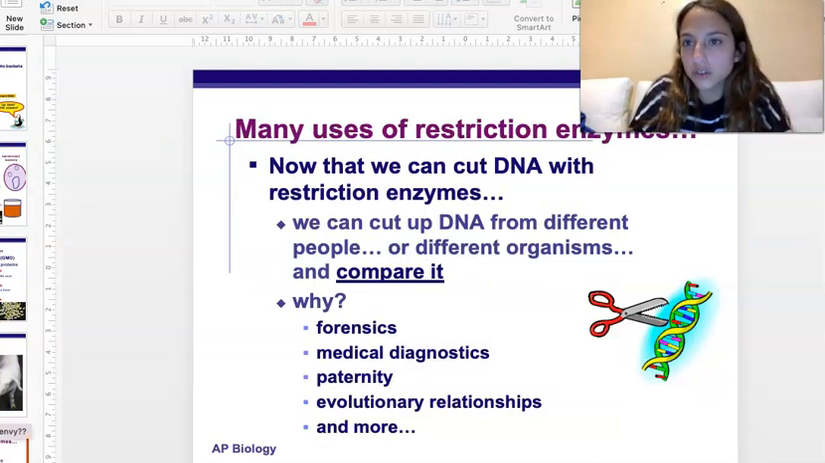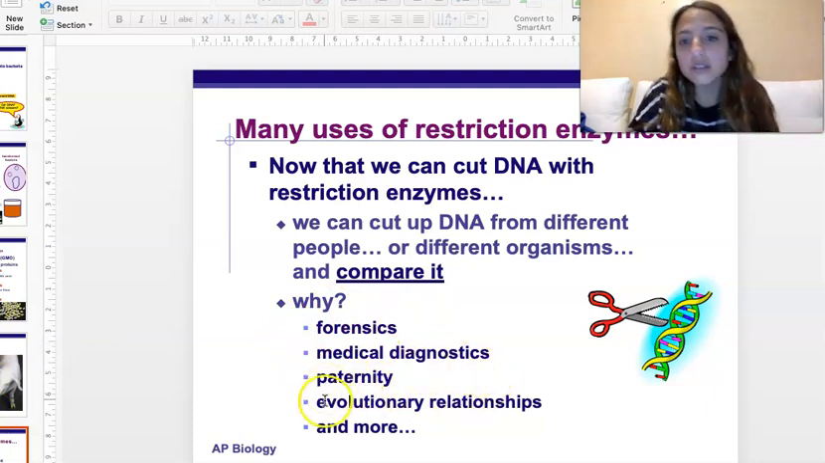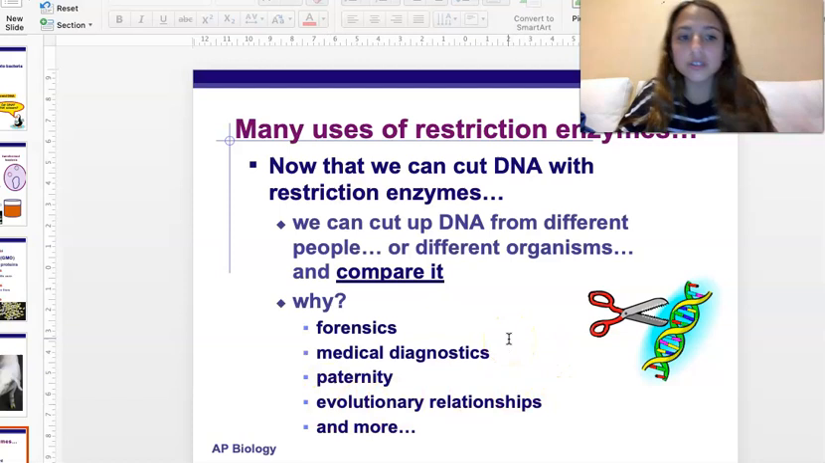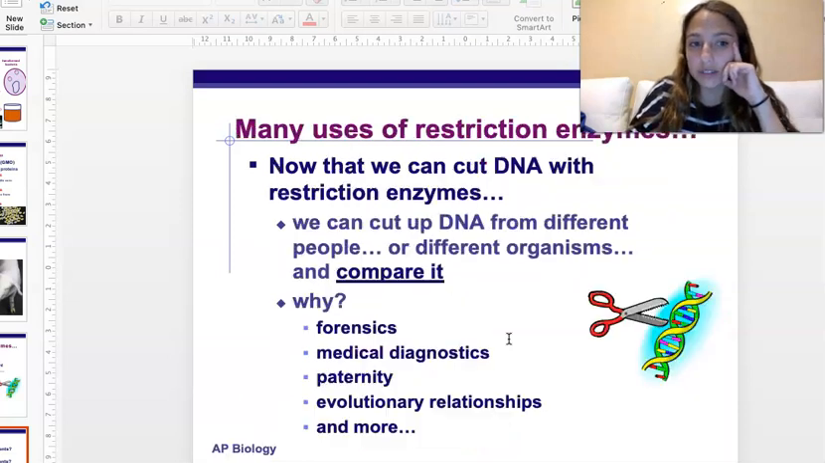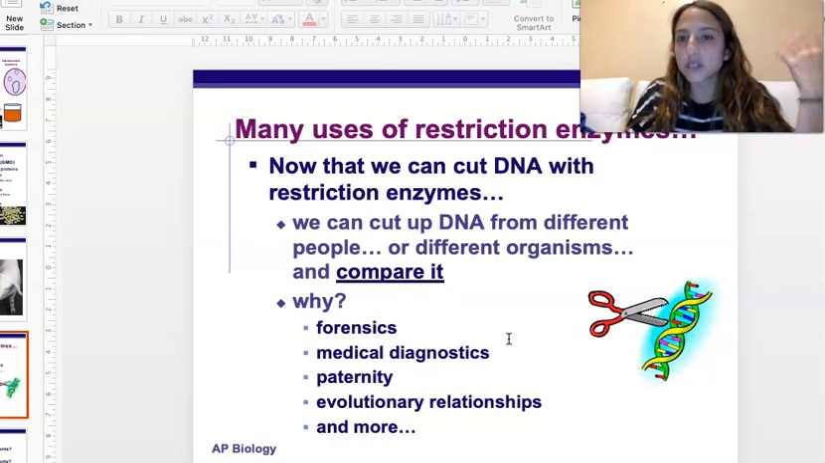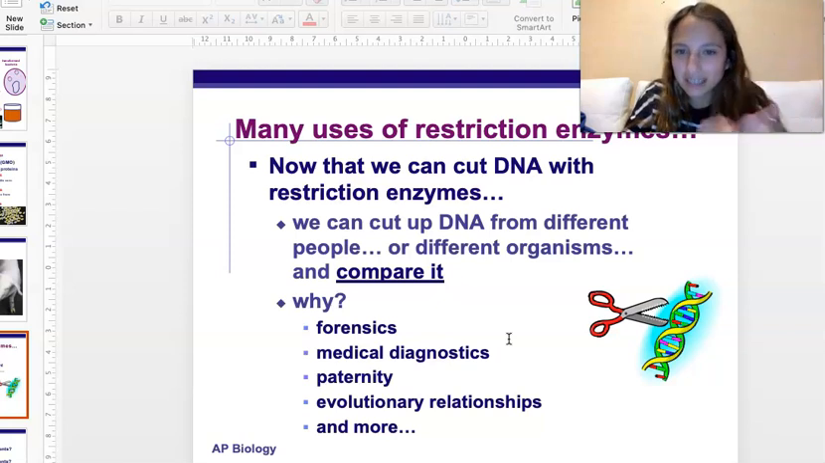What are some of the uses for restriction enzymes? That is one, recombinant technology. What are other uses? We can use it in forensics, in medical diagnosis, in paternity diagnosis, in evolutionary relationships. There's a bunch of things that we can do. So we can start thinking about how we figure out all of these different things. Forensics, paternity, if you have a bad allele, what are the evolutionary relationships?